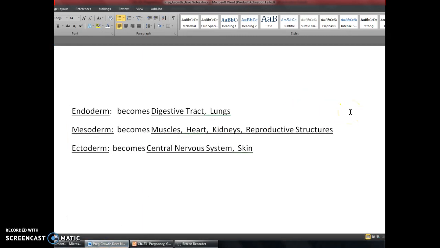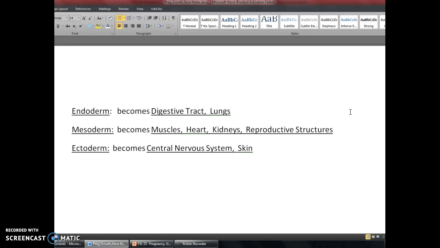So when I say primary germ layers, this is what we mean. There are 3 different layers that form early on during embryonic development. And the names are actually pretty helpful. Endo means inside, meso means middle, ecto means outside. So of those 3 germ layers, the inner layer is called our endoderm, and that's what is eventually going to become your digestive tract and your lungs.